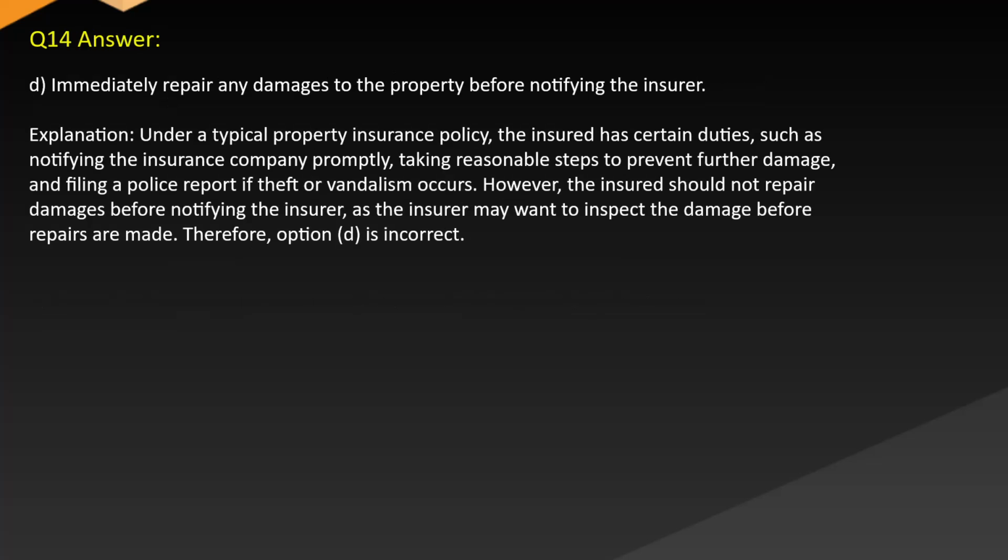Answer: D. Immediately repair any damages to the property before notifying the insurer. Explanation: under a typical property insurance policy, the insured has certain duties such as notifying the insurance company promptly, taking reasonable steps to prevent further damage, and filing a police report if theft or vandalism occurs. However, the insured should not repair damages before notifying the insurer, as the insurer may want to inspect the damage before repairs are made. Therefore, option D is incorrect.